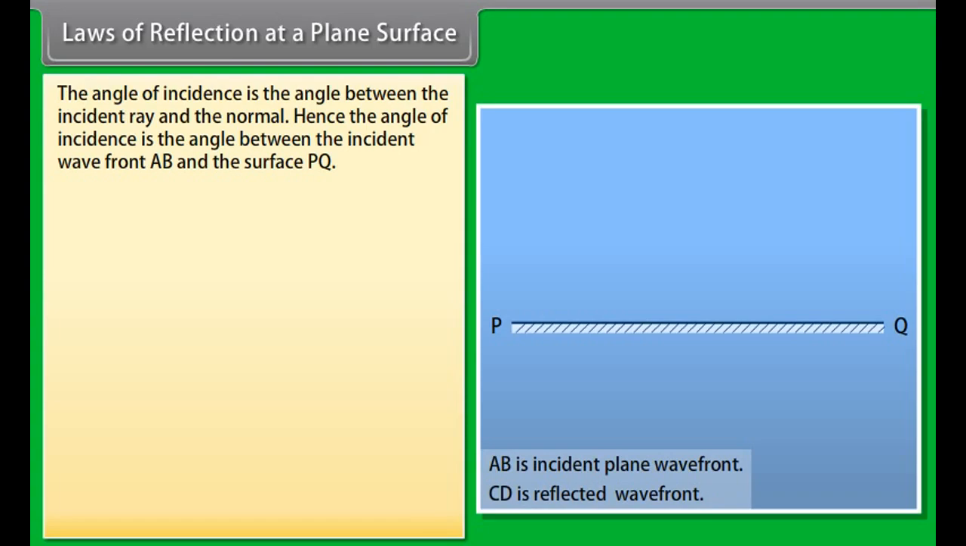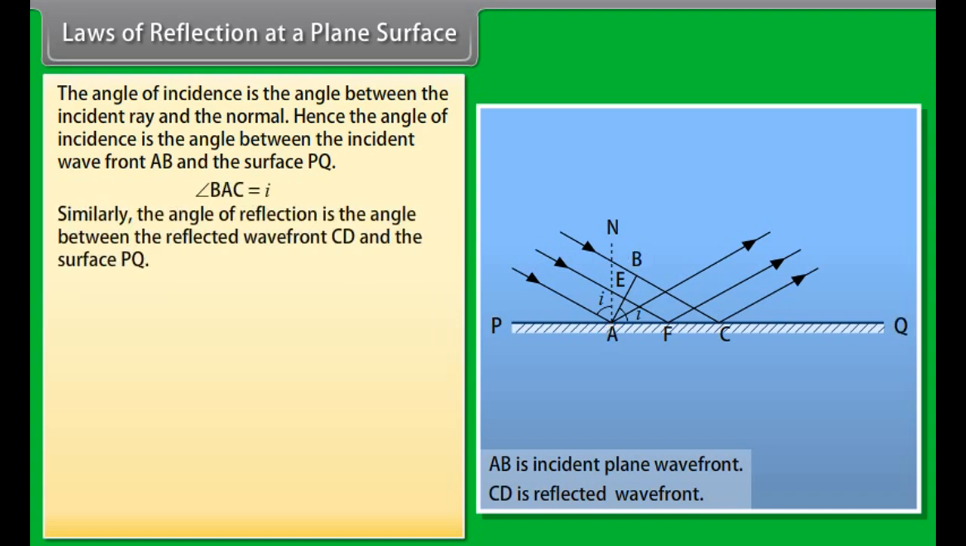The angle of incidence is the angle between the incident ray and the normal, but the ray is perpendicular to the wavefront and the normal perpendicular to the surface. Hence, the angle of incidence is the angle between the incident wavefront AB and the surface PQ. Similarly, the angle of reflection is the angle between the reflected wavefront CD and the surface PQ.